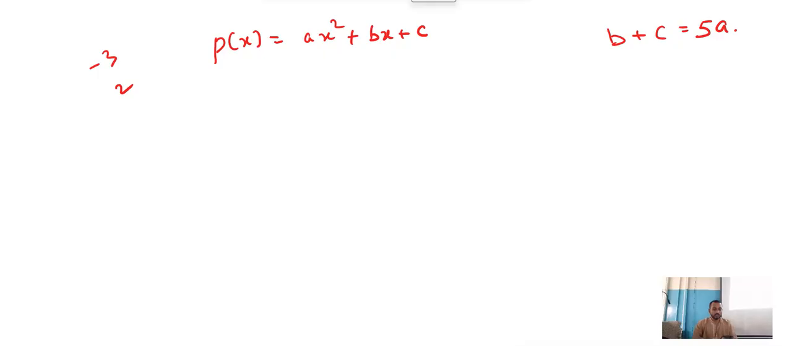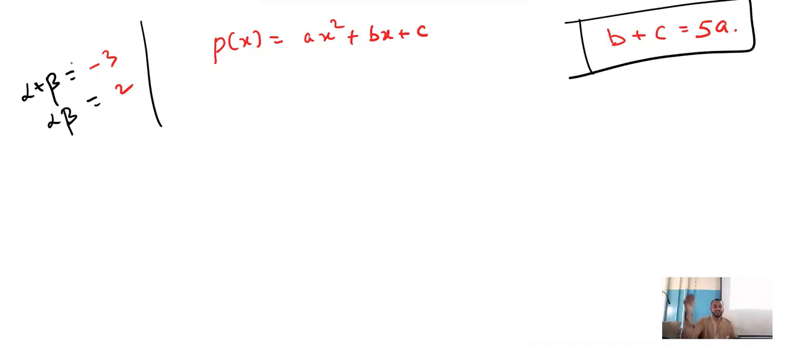Look at these students. Now what they have given here? The sum and product of the zeros. Sum of the zeros means alpha plus beta is minus 3. Product alpha into beta is plus 2. Look in the question. Sum of its zeros minus 3, product of its zeros plus 2. Now we have to prove that b plus c is equals to 5a. No worries.